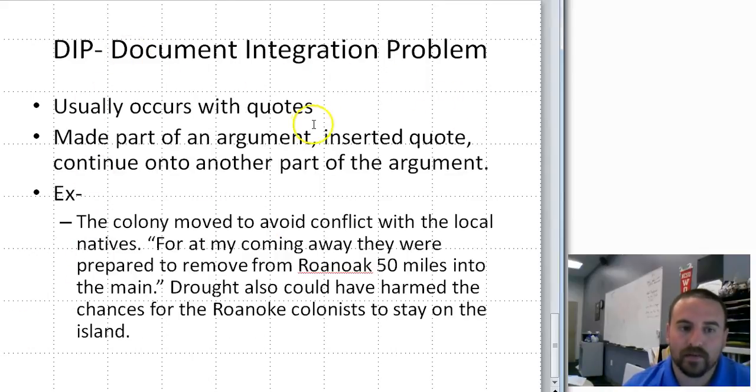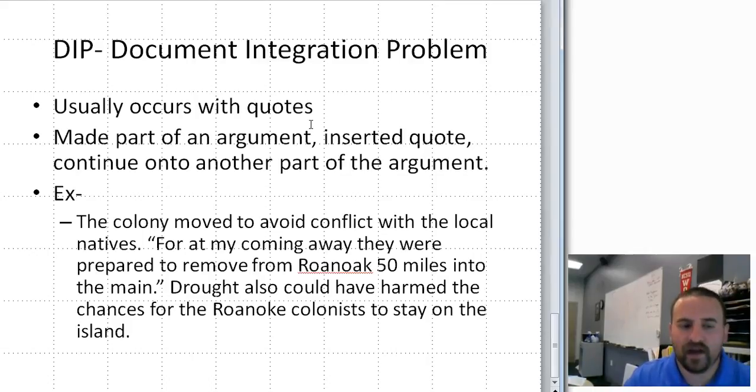In document integration problems, what I usually see is that you want to cite from the source directly. So you're going to take that citation, or that quote, and you're just going to insert it in your paragraph somewhere around about where you think it should be, and then you're going to go on and write something else. And they don't necessarily work together, and you haven't mentioned how that quote impacts your argument.